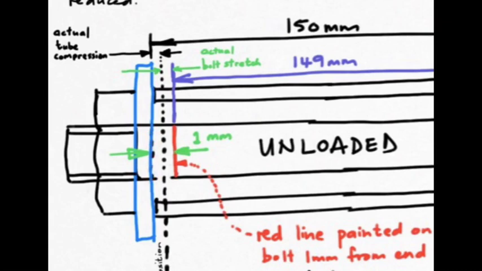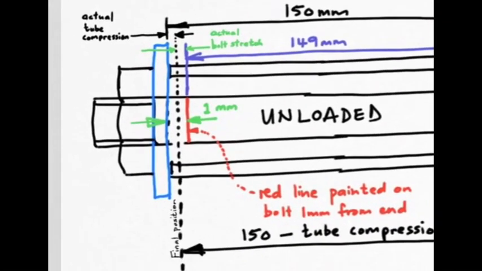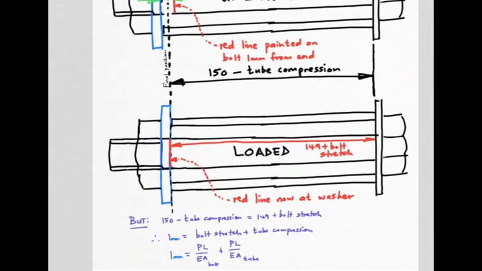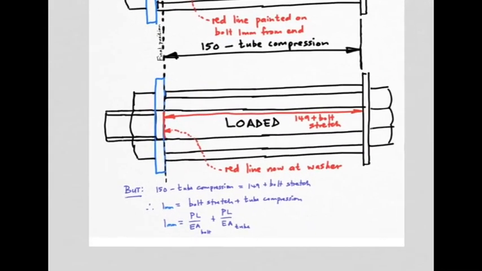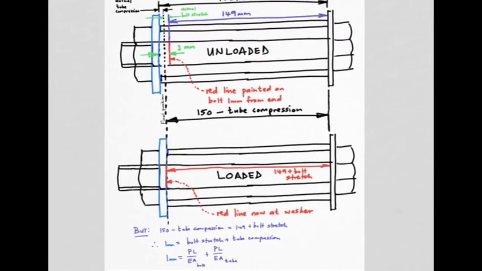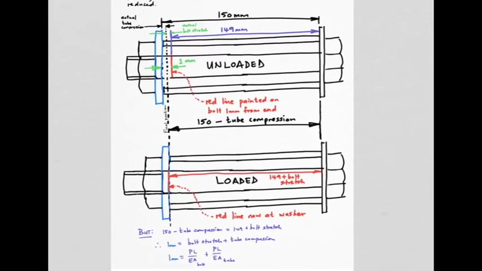Okay, now in so doing, the washer is going to move slightly to the right, and the red line is going to move slightly to the left. The sum of those two would be this piece plus this piece, and they will amount to 1 millimeter. Okay, so there's the loaded setup where the red line has now progressed to where the washer is. And the two dimensions are now identical. Let's look what the dimensions are.